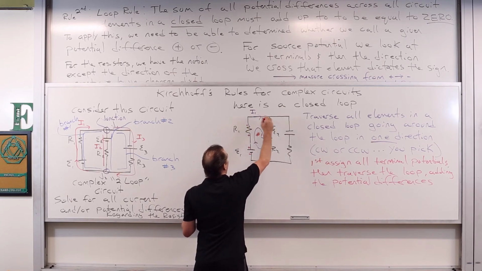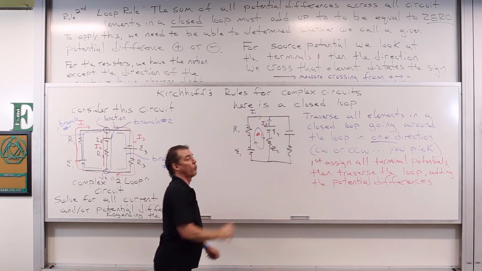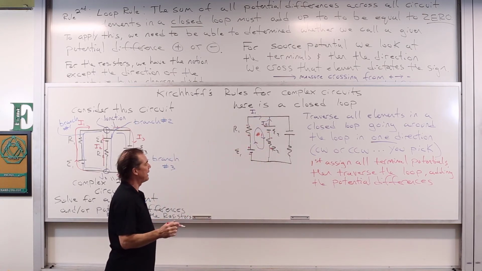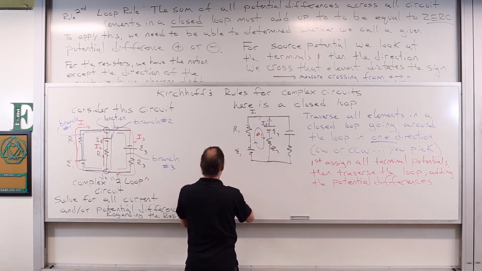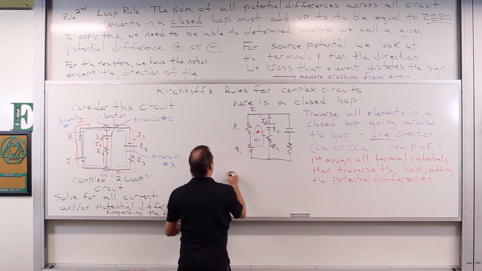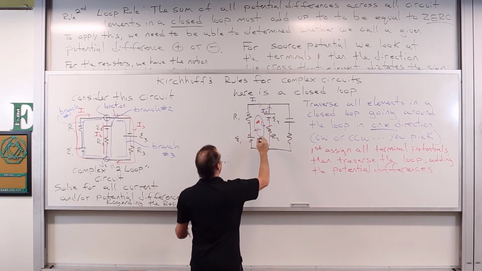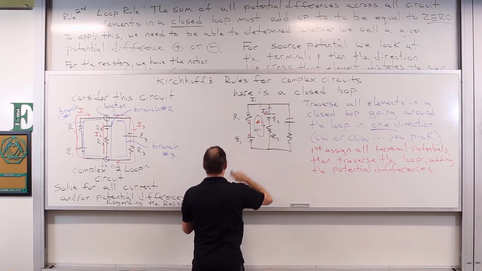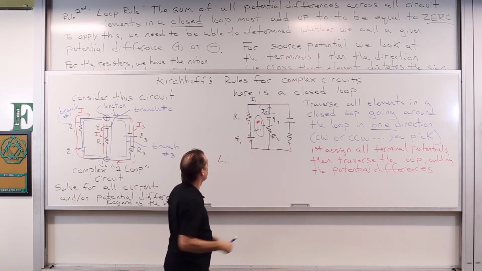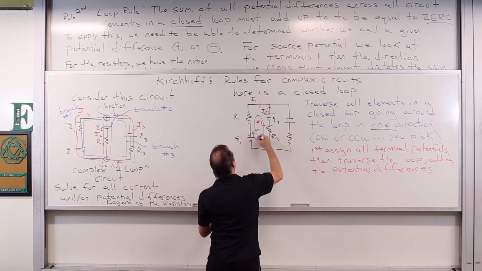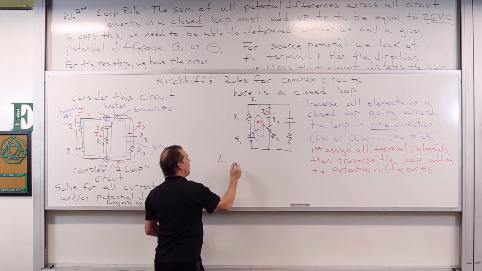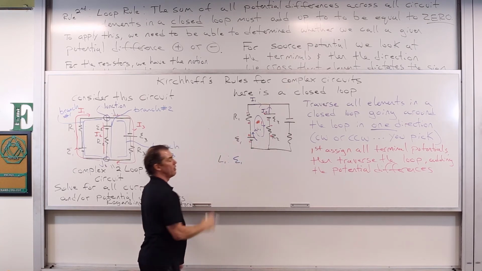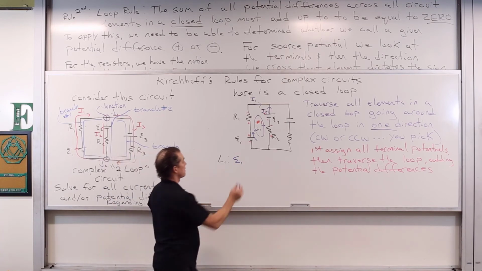Notice that in this one loop right here, we've got 1, 2, 3, 4 elements. We got to go across all 4 elements. I'm again picking a clockwise direction to go across the entire loop. So I pick somewhere to start. I can call this L1, loop number 1, and I'm going to go across this element first. This element, I'm going to start here. I go across it like this. I'm going from minus to plus. If I'm going from minus to plus, this would be considered a positive potential difference. Great. Because I'm going from low to high.